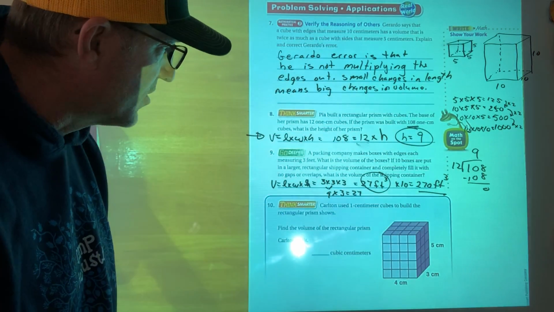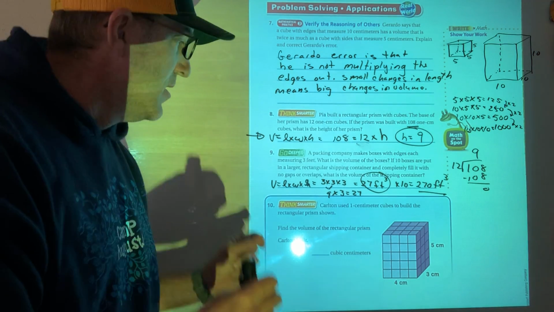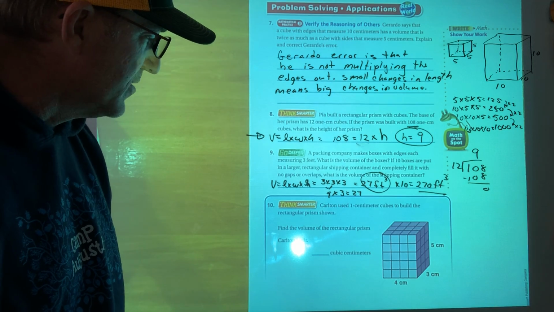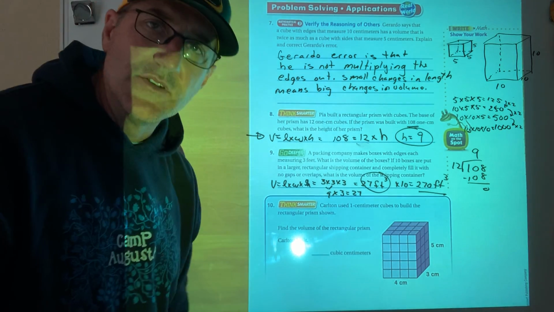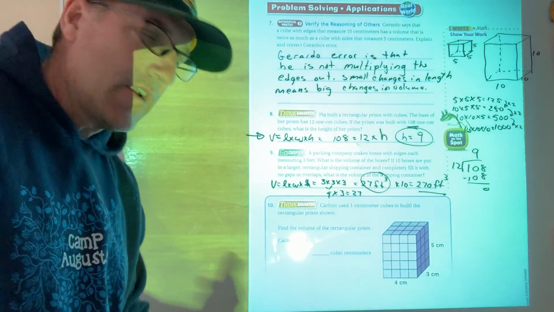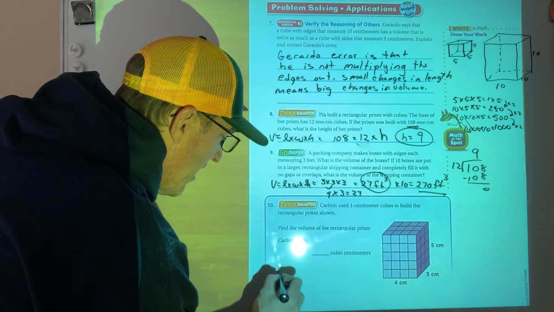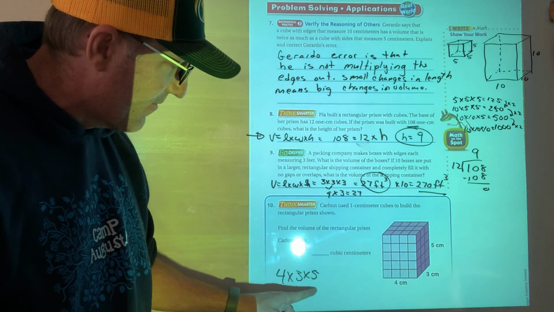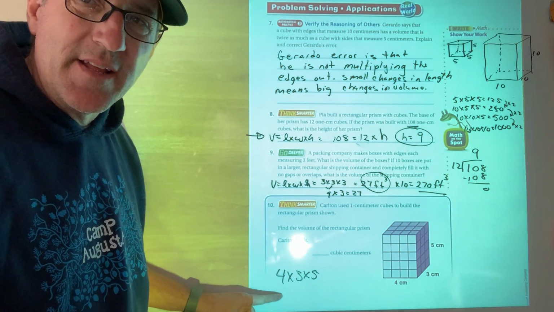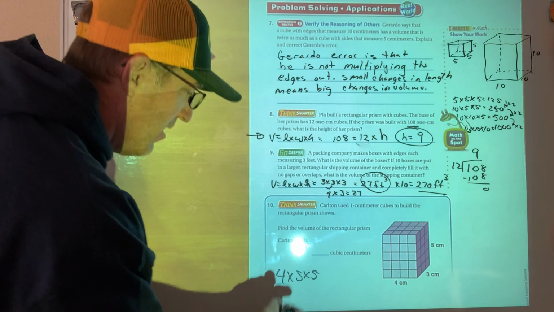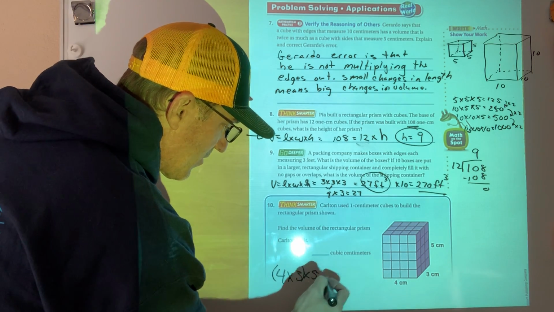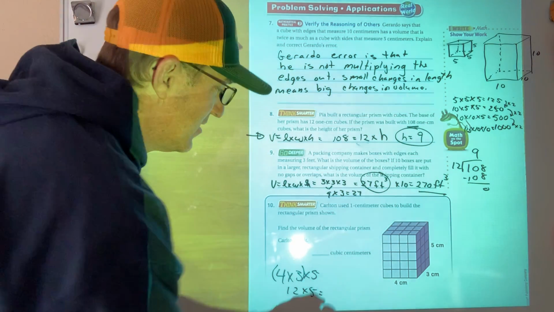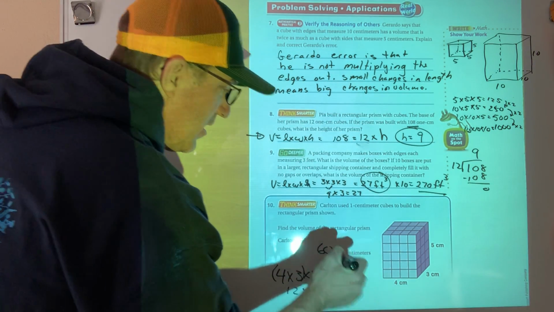Carlton used 1 centimeter cubes to build the rectangular prism shown. Find the volume of the rectangular prism that Carlton built. Do that on your own and come back. Okay, I've got 4 times 3 times 5. I like 5 times 4 because I know that's going to give me 20, an easy number, but it doesn't really matter. I'm going to do 4 times 3, which is 12, times 5, and 12 times 5 is 60. Boom, got it. Easy peasy, lemon squeezy.